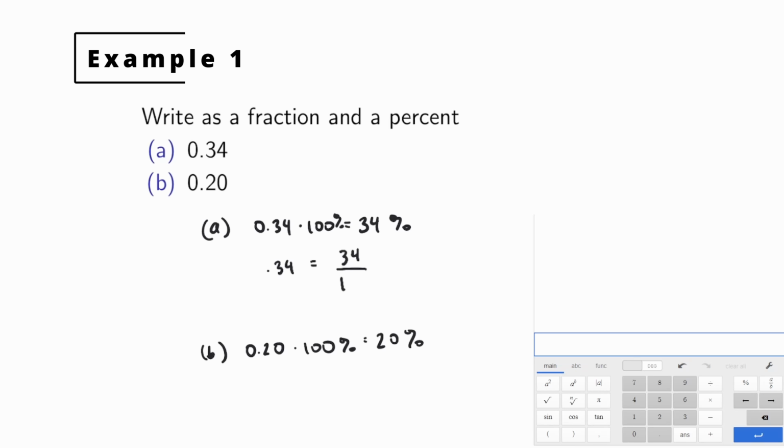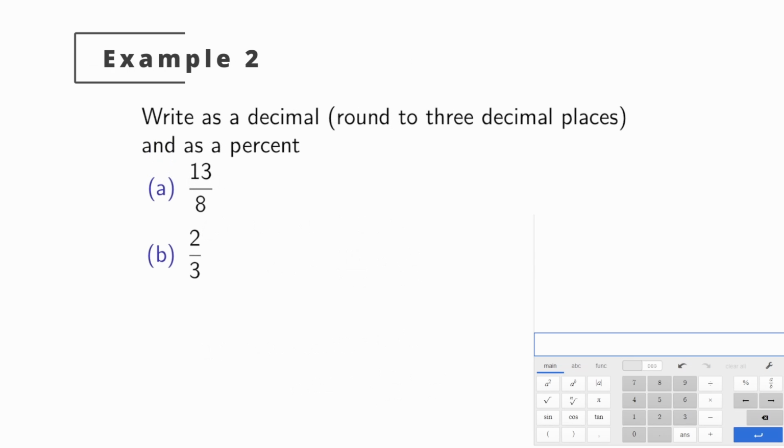as 34 over 100. And you can, of course, simplify that. They have a common factor of 2, 34 and 100. So this will be 17 over 50. Okay. And then for the second one, 0.20, that would be 20 over 100. Oops, sorry, 20, not 200. And of course, 20 is a factor of 100. That will simplify into 1/5. And that's it.